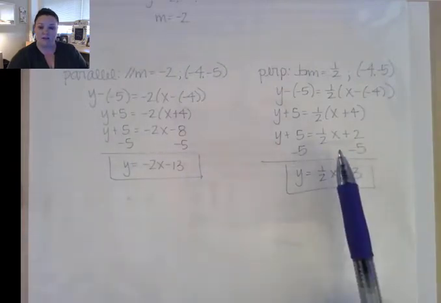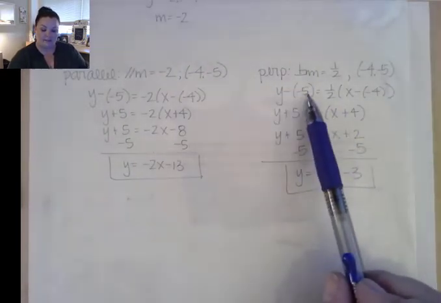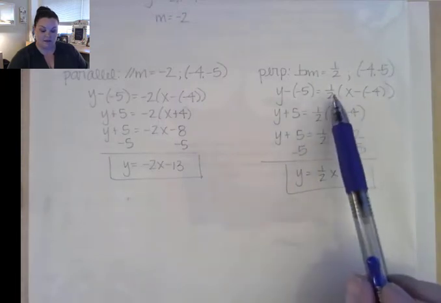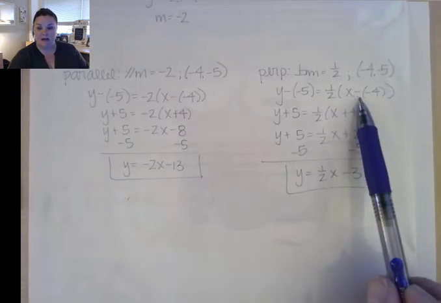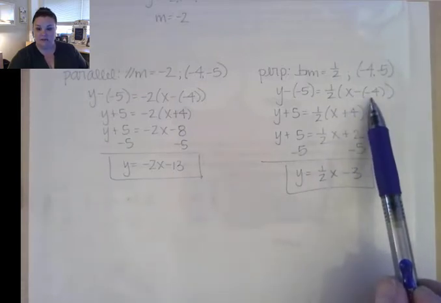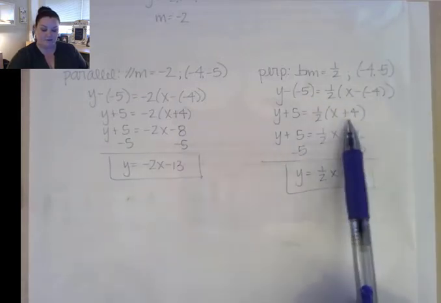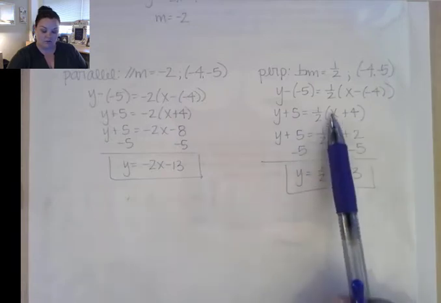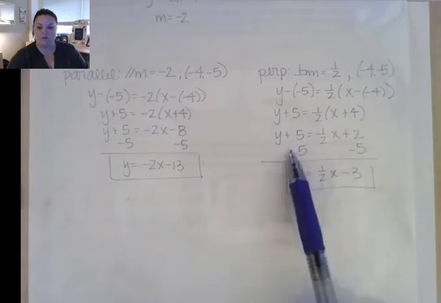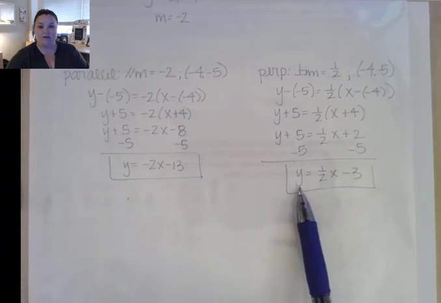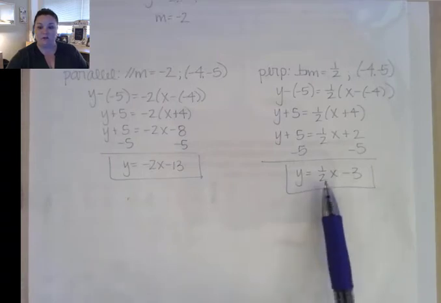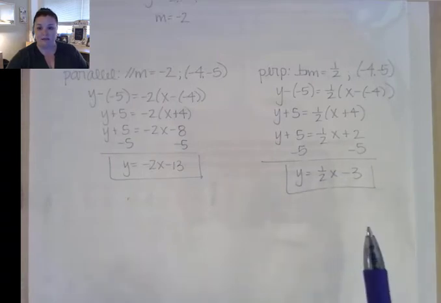For your perpendicular line, again, y minus the -5 that was given is equal to your perpendicular slope 1/2 times x minus your -4 that was given. Double negatives make those positive. We distribute the 1/2 and then we move the 5 over, which should give us a perpendicular line of y equals 1/2 x minus 3.